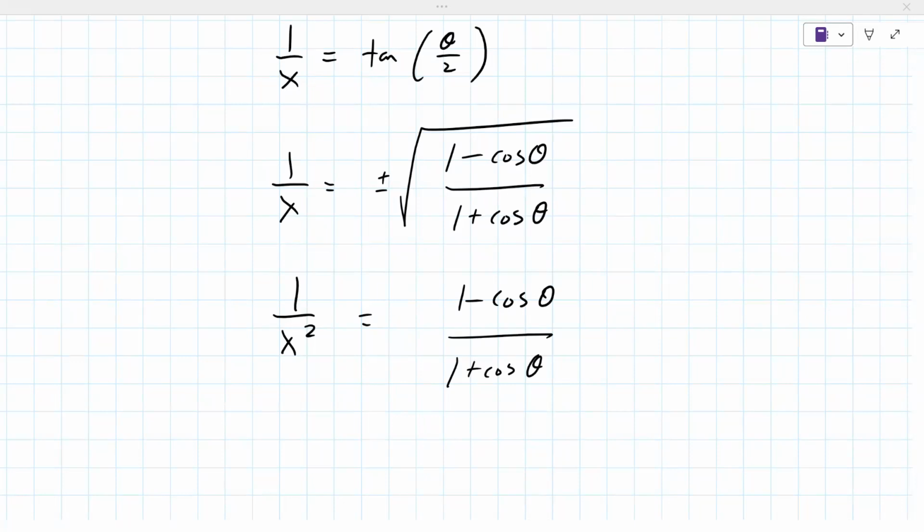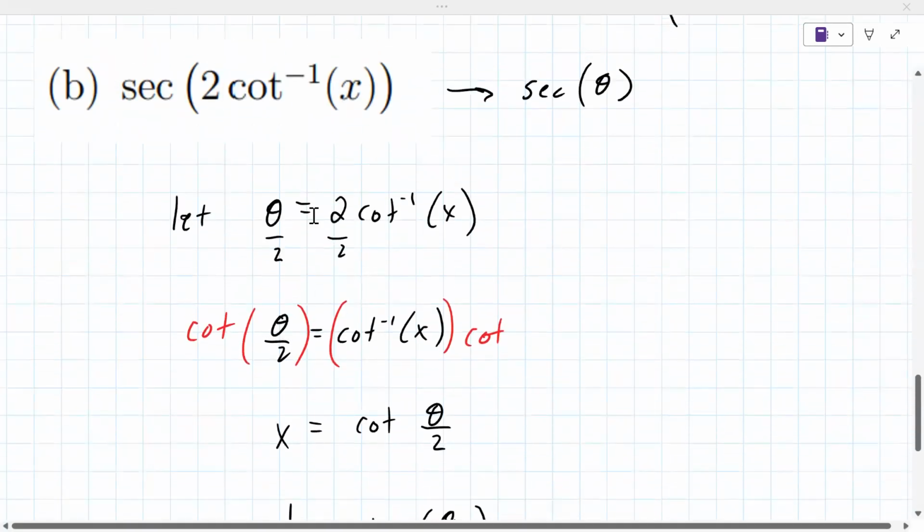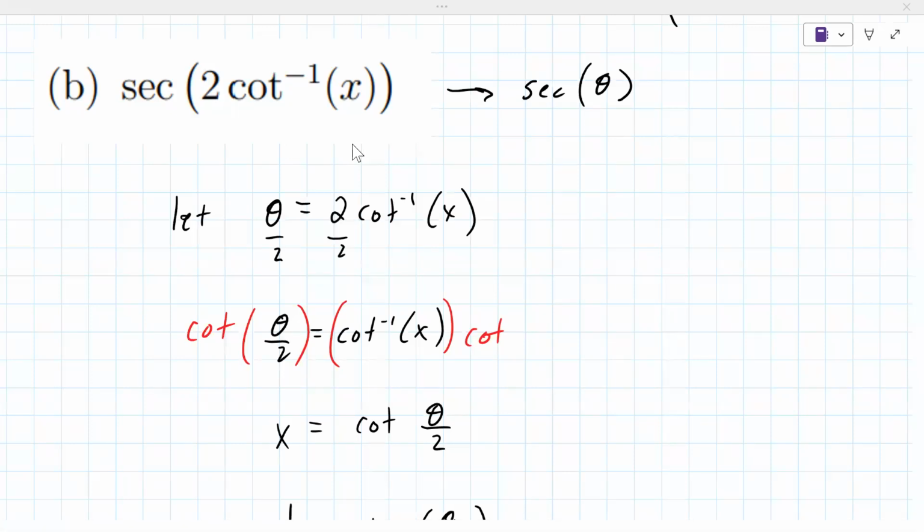This is where, as someone trying to help you, I would actually say, let's not do this problem with the 2. Let's do it without the 2. Or there's another way to do it, which is to let 2 theta equal 2 cotangent inverse of x. That's probably what they meant here.